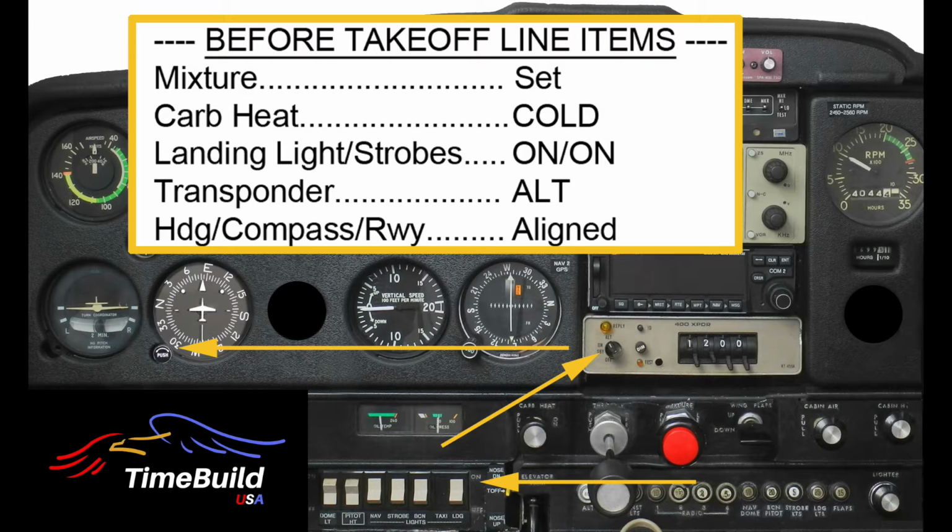Next, set the transponder to the altitude reporting mode. Finally, once the aircraft is aligned onto the runway, verify that the heading indicator and magnetic compass agree with the runway direction. It is also good practice to note your takeoff time.